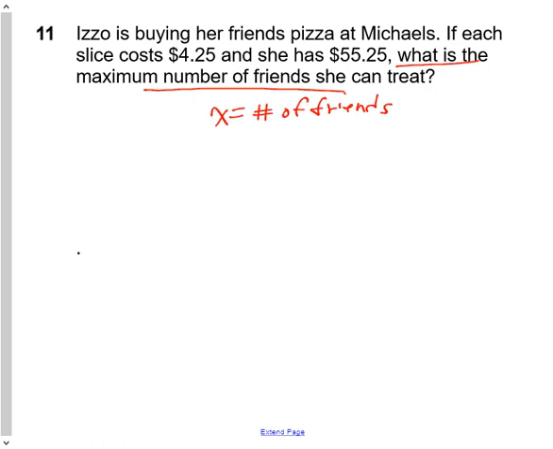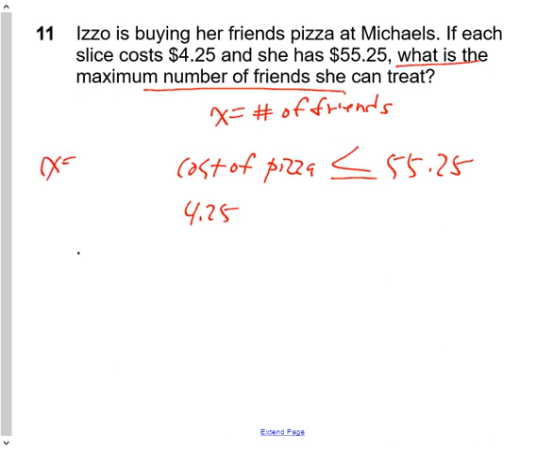So the cost of pizza in word form must be less than or equal to $55.25 because that's all she has for money. So if you think about, well, what's the pizza going to cost her? Well, it's going to cost her $4.25 multiplied by X, which we're going to make the number of friends she buys for. Oh, I already did that, sorry. Brain fart. So 4.25 multiplied by X is going to be less than or equal to the amount of money she has, which is 55.25.